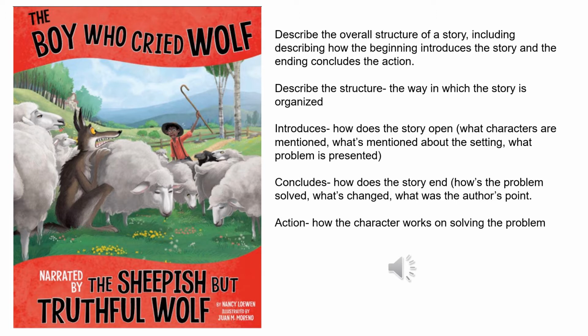But then the end of a story, which we call the conclusion, it concludes with how the problem is solved, what has changed for the character, and the author's point or lesson. And then the action of the story is how the character works on solving the problem. That's usually the middle. The character's trying to solve the problem. Okay? And every fiction story has that same structure. An introduction, character is introduced, setting, problem, middle where this action on working on the problem, and then the conclusion when the problem is solved, the character changes, and the author makes some sort of point or lesson.